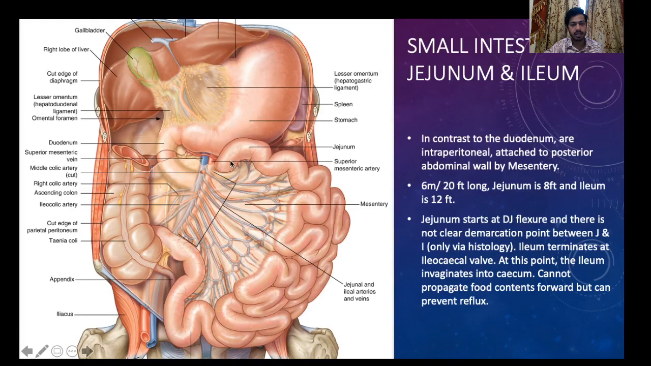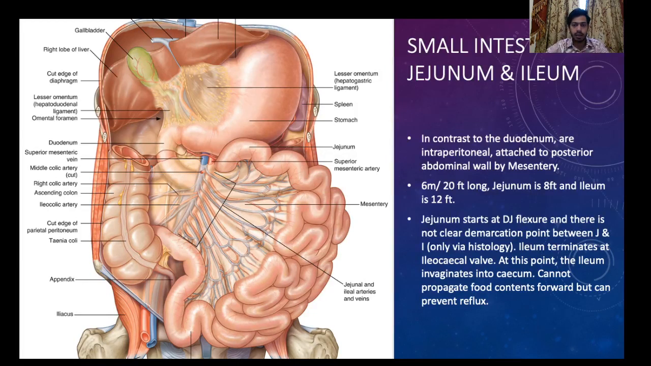It's roughly 6 meters long, which is quite long. The jejunum makes up 8 feet. So basically, the first 40% of the small intestine is the jejunum, and the 60% from that point on is the ileum. The jejunum starts at the duodeno-jejunal flexure. Sorry about that. So it will start at the DJ flexure, and there's no clear demarcation point between what is the jejunum and what is the ileum.